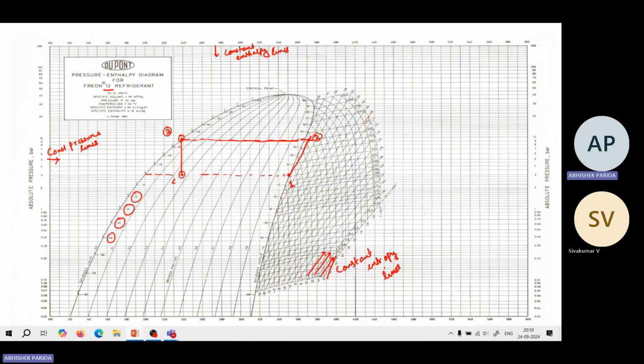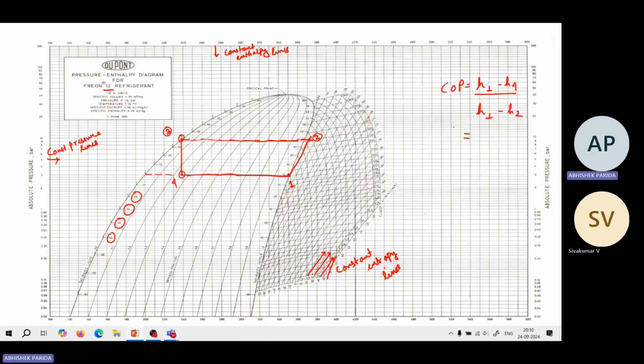This is our fourth point. Okay. So this is our cycle if drawn on that chart, and based on that, you can find out what is the COP. COP is (H1 minus H4) by (H1 minus H2). So find out what are the points.